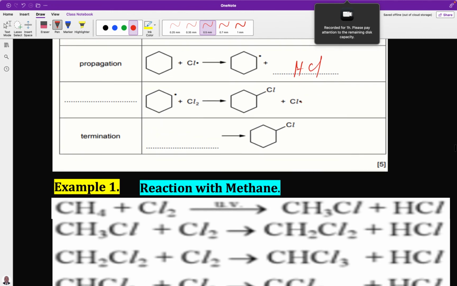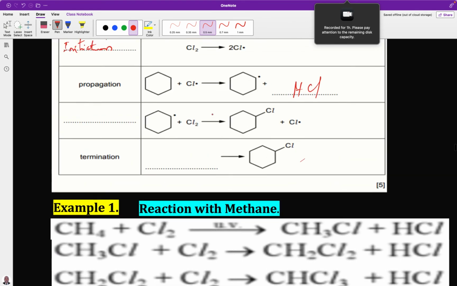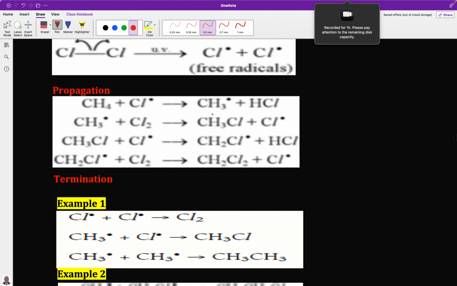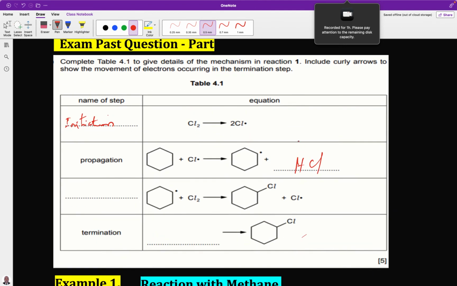Then it takes us to this other one here. At what stage will a free radical plus a chlorine molecule react? A free radical and a chlorine molecule, a free radical and a methane molecule. What stage is that? The stage is always a propagation stage. Always a propagation stage. So the chlorine molecule and a free radical is a propagation stage. Propagation.